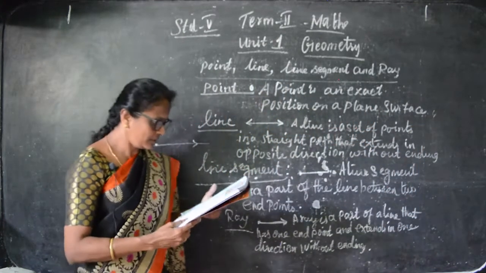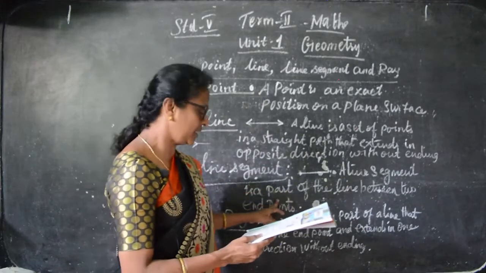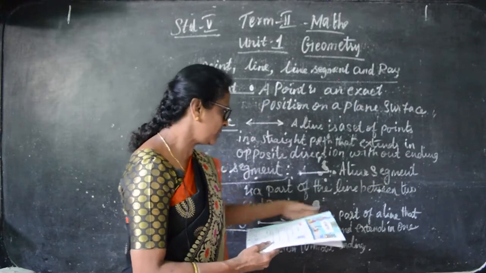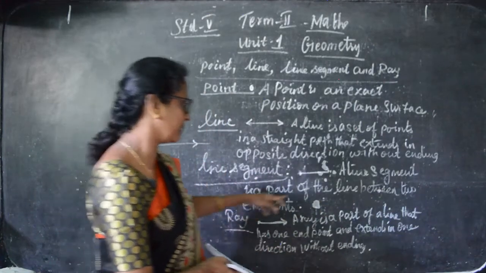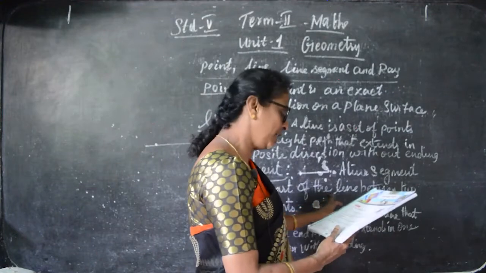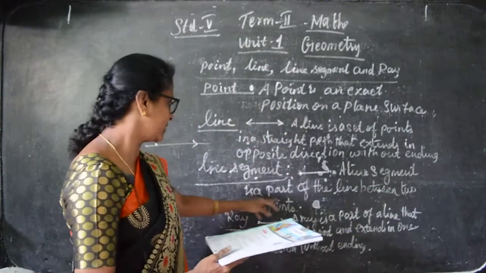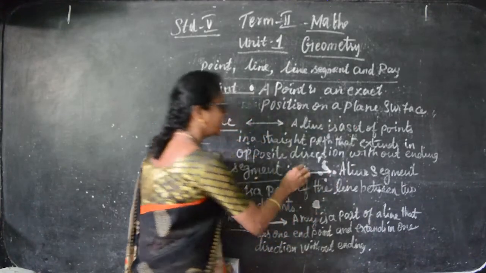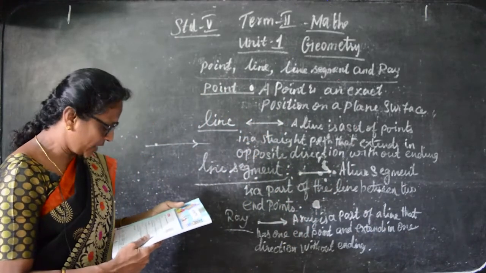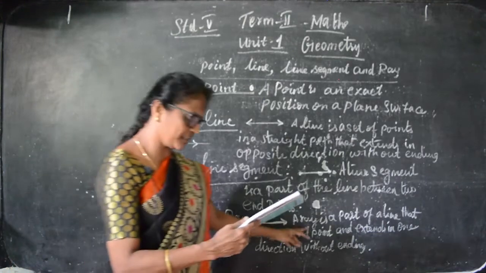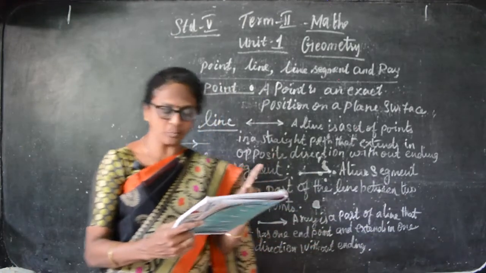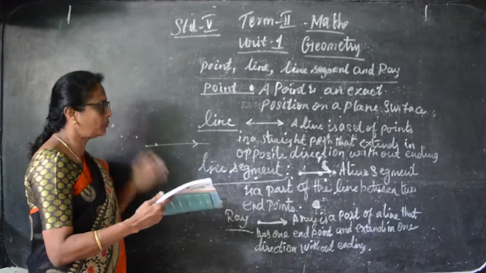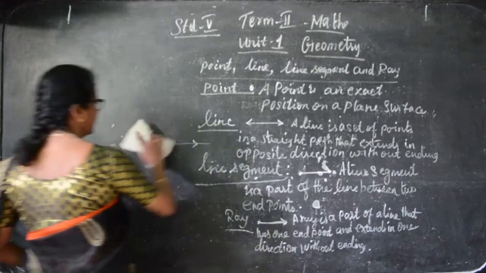And the next one is line segment. A line segment is a part of a line between the two endpoints. This is the line segment, part of the line between the two endpoints. Okay. And ray. What do you mean by the ray? A ray is a part of the line that has one endpoint and extends in one direction without ending. So these are the point, line, segment and ray.